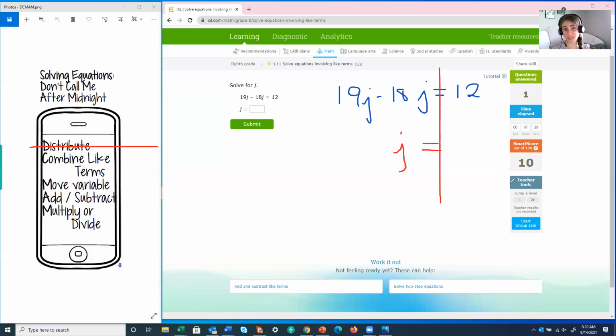Do I have any like terms on the right side? Nope, it's just a 12, so bring it on down. And oh, look at that. Once again, we're done already because j is isolated, j is by itself. We know that it represents 12.